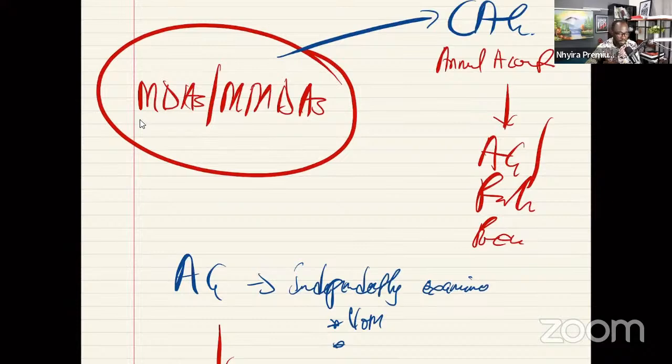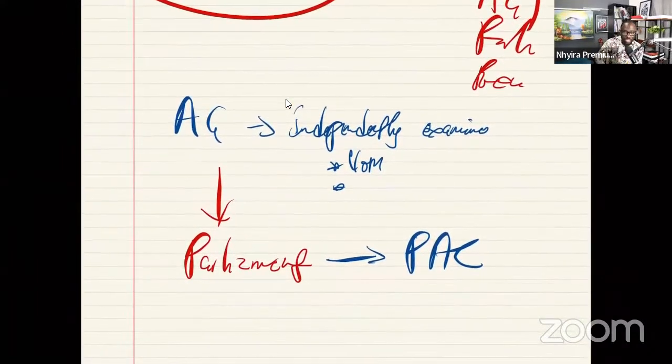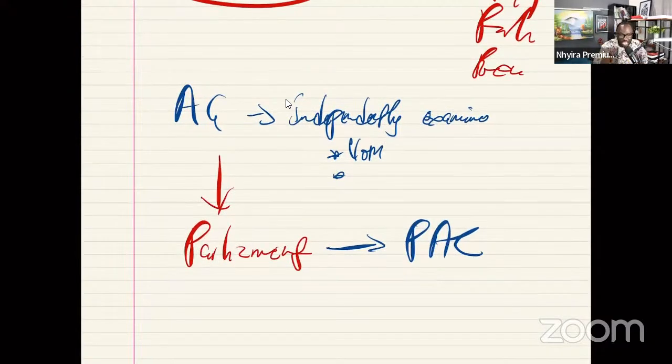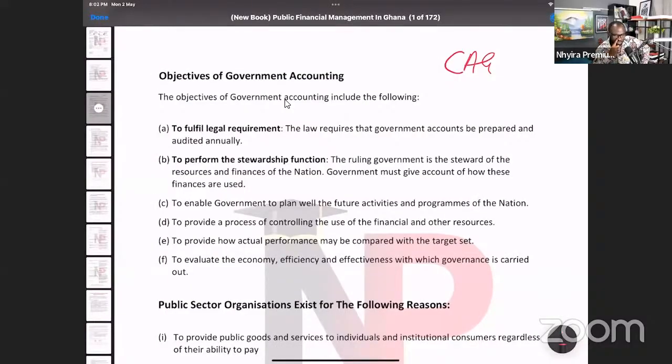So when the MDAs prepare their accounts, the Controller and Accountant General prepares the annual accounts, the Auditor General audits, Parliament receives it, and Public Accounts reviews it and does a public hearing to make various recommendations. This is why we need to keep the accounts of government. So that is the first thing, to fulfill legal requirements. That is the first objective of government accounting. We want to record, classify, summarize, interpret, and prepare the financial statements because we want to fulfill these legal requirements.